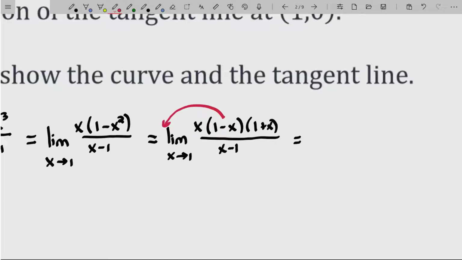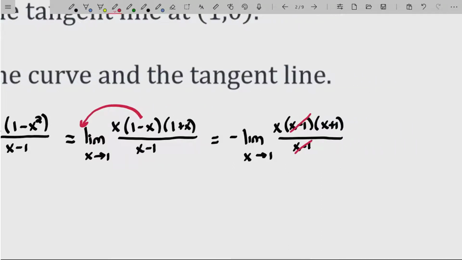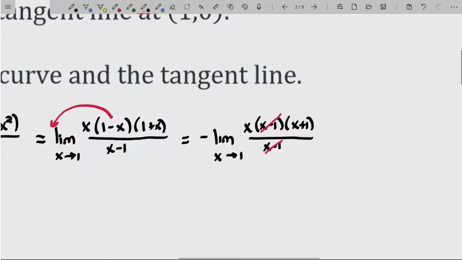So if I do that, I'll get a negative limit as x approaches 1 of x times x minus 1 times x plus 1, all over x minus 1. A sign swap on the 1 minus x to be an x minus 1. And now you see that there is a clean algebraic move to cancel the x minus 1 factors. If you want to be mathematically rigorous, you would say, I am dividing both numerator and denominator by x minus 1. And at that point, you can use direct substitution.